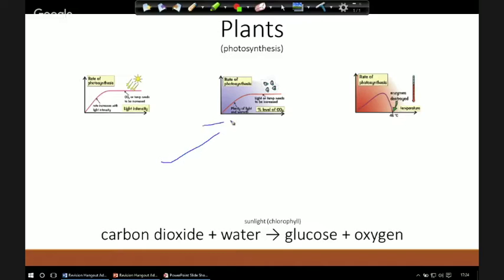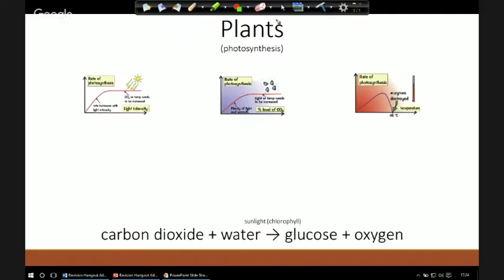So our first graph is very simple, light and photosynthesis rate. Now carbon dioxide is exactly the same graph. As we increase the level of carbon dioxide, we will increase the rate of photosynthesis. But again, we'll get to a point. And at this point, increasing carbon dioxide makes no difference to our rate of photosynthesis. Something else is limiting it. Perhaps this time, the sunlight is limiting it.